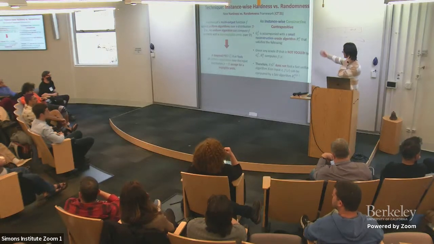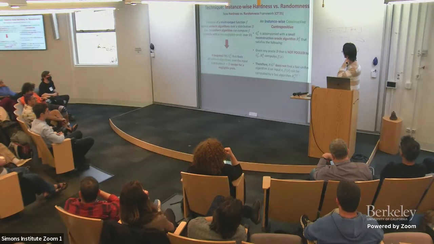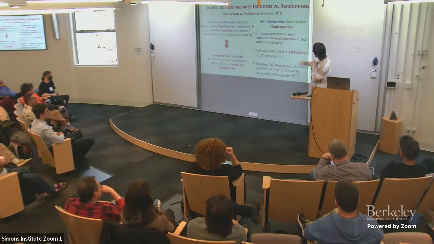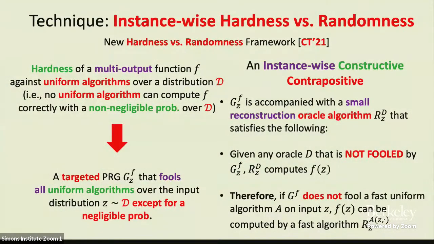I think this is the most important technical takeaway of the new framework. It's fine to forget this, but the point is that you have a translation of hardness to pseudorandomness that preserves the hard distribution, and it actually works input per input. If your function is hard on input Z, your generalization works on input Z.